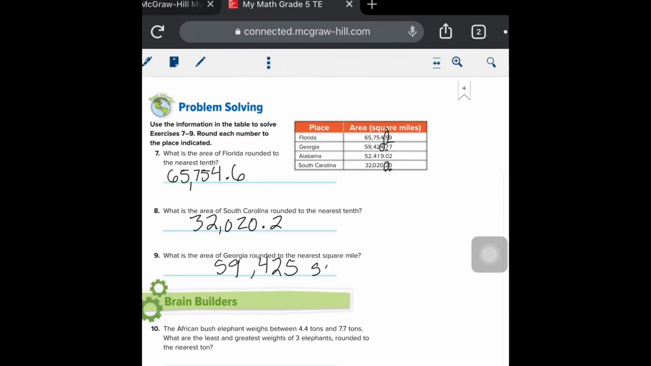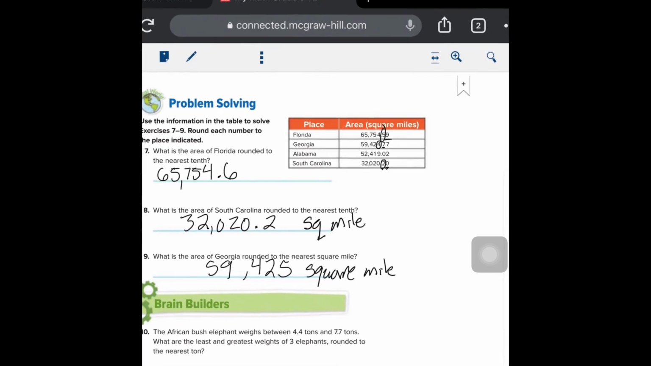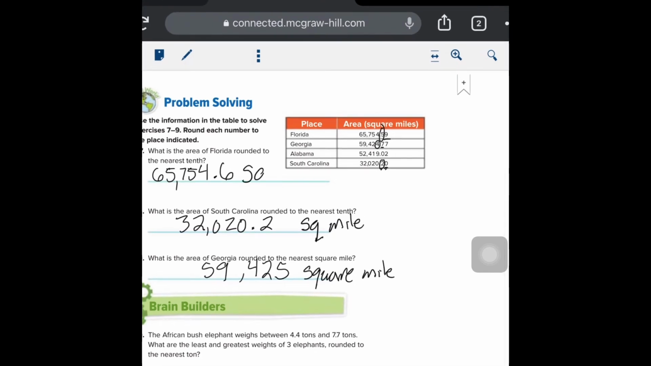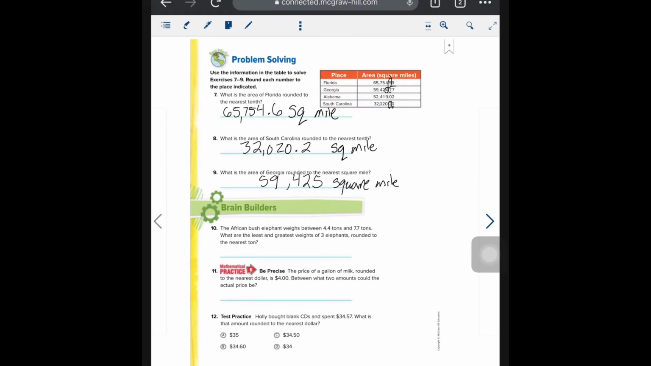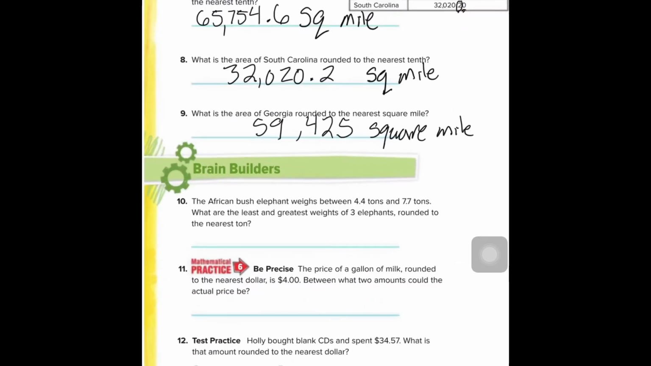And I need to put that on there. In fact, I need to label all of these square miles. There you go. Hopefully there's no other mistakes.